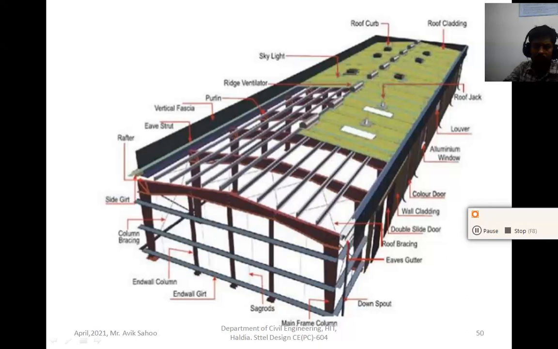You see that this is one truss where the sheets are placed over the purlins. These are the purlins, and these are the rafters. This one is called a gable. This is an end wall gable, this is a side gable. These are the purlins, this is a rafter. The load is transferred from purlin to rafter, then rafter transfers the load to this member, and finally the load goes through the column to the foundation.